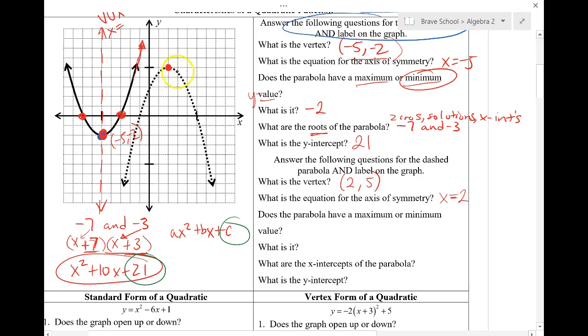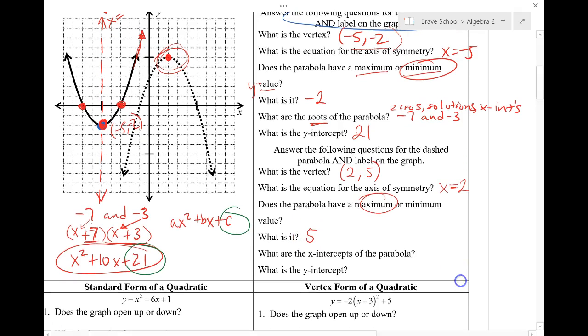Does this parabola have a maximum? Well, it seems to go up and then come down, so it has a peak, meaning it has a maximum, a highest point. And then what is that maximum? Well, we know that it's the y value at that vertex point at the top, so it's going to be 5.